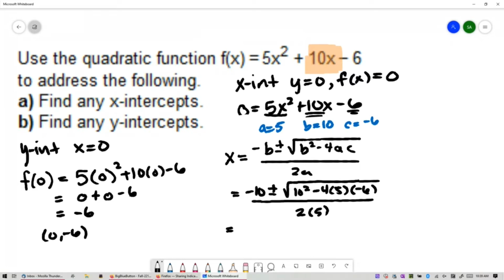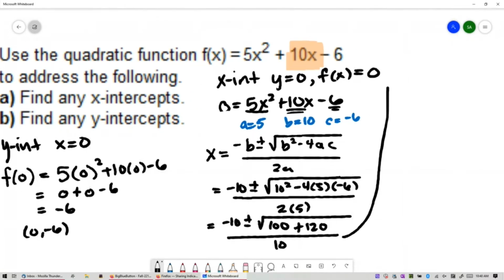So I'm going to use order of operations to simplify. Inside of the radical, I'm going to apply the exponent first. 10 squared is 100. And 4 times 5 is 20, and 20 times 6 is 120. That's going to be a plus. And 2 times 5 is 10. Let's continue this up here. We have negative 10 plus or minus the square root of 220 over 10.